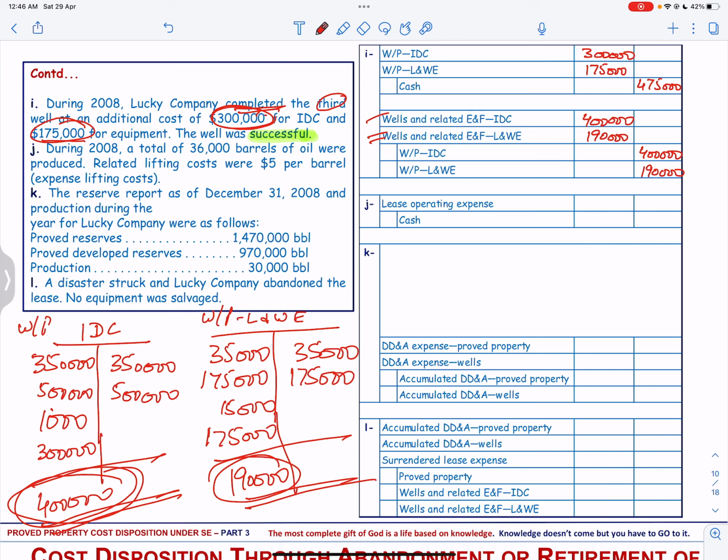During 2008, a total of 36,000 barrels of oil were produced. Related lifting cost was 5 per barrel. Expense lifting cost. So we are going to expense lifting operating expense. This is an operating expense. 5 times 36,000 will be 180,000.